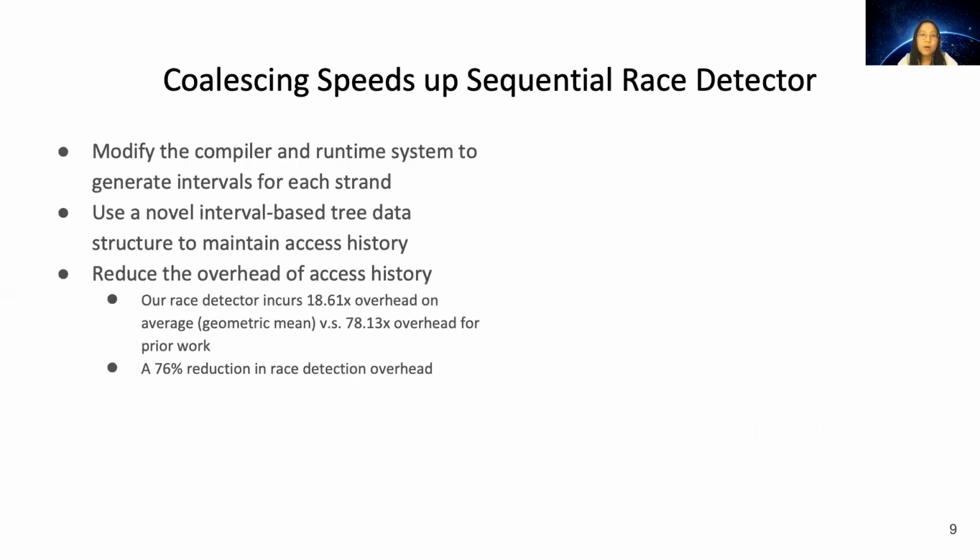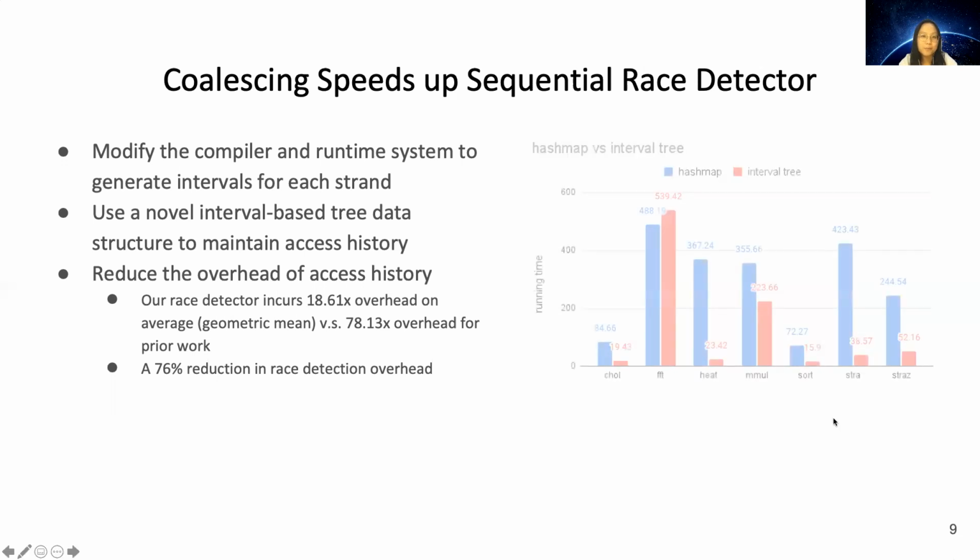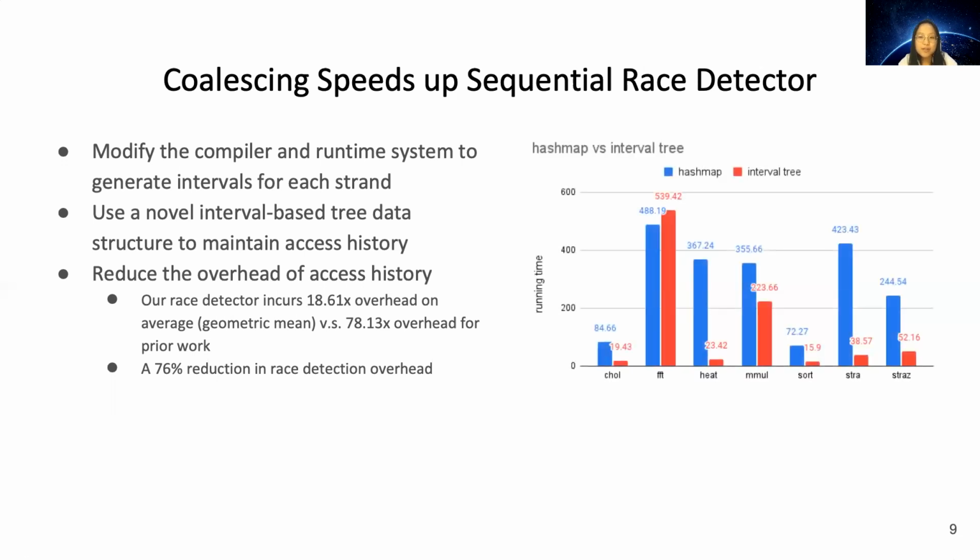To wrap up, we optimize the access history component by coalescing contiguous memory accesses. To that end, we modify the compiler and runtime system to generate intervals for each strand, and use a novel interval-based tree data structure to maintain access history. We evaluated our optimization by applying it to a sequential race detector for task parallel programs. Results show that we have successfully reduced the overhead of access history.